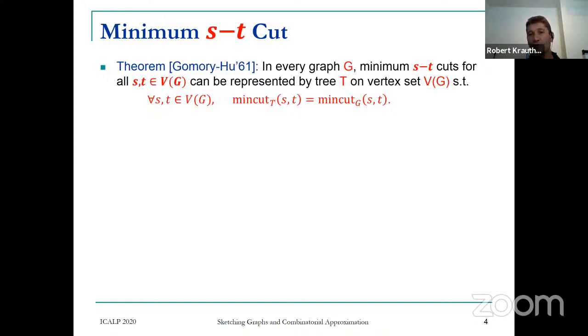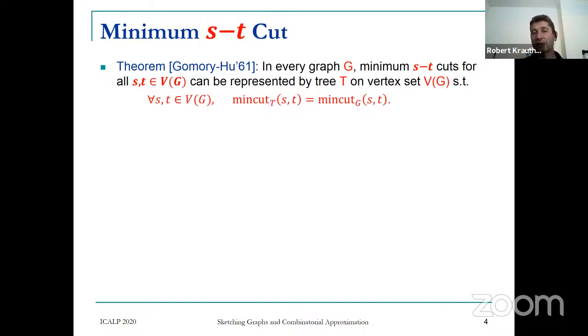So we want to look at N choose two minimum cuts, and you can actually represent all these minimum cuts by one tree on the same vertex set, so on the same N vertices. And you have the guarantee that the value of the minimum cut in the tree is equal to the value of the minimum cut in the graph. So if you want to query the value of the minimum cut for a pair, you don't really need to know G, it's enough to know the tree T.